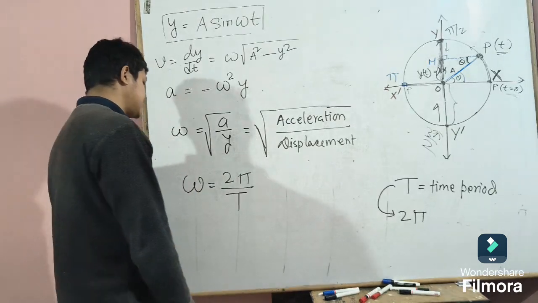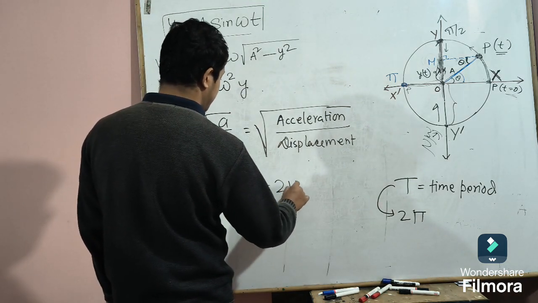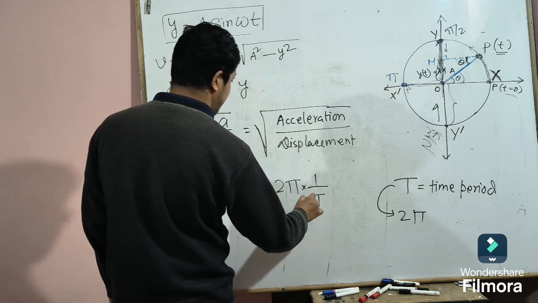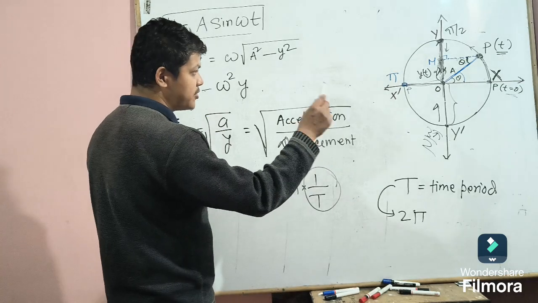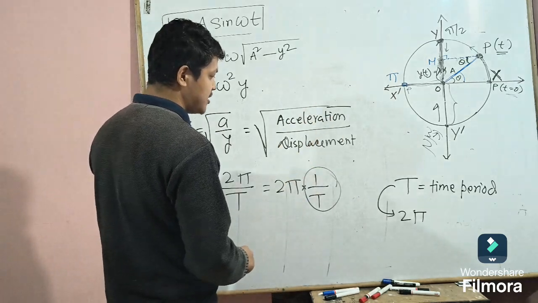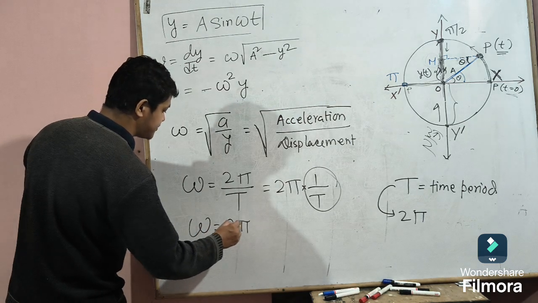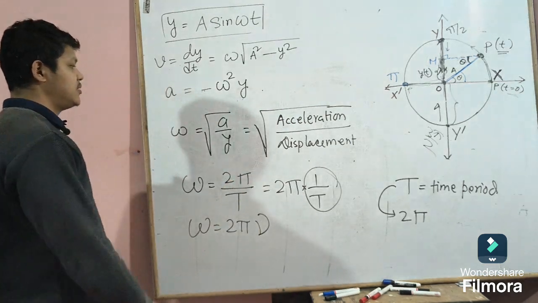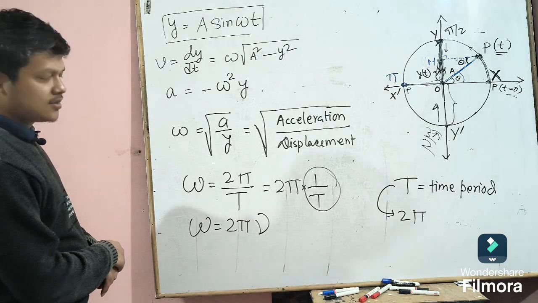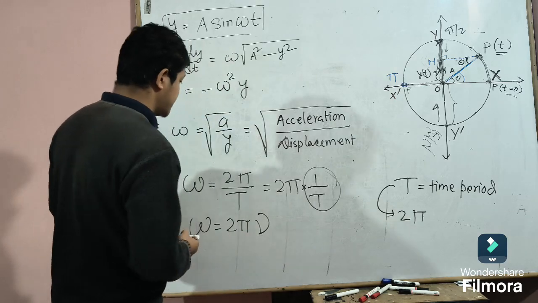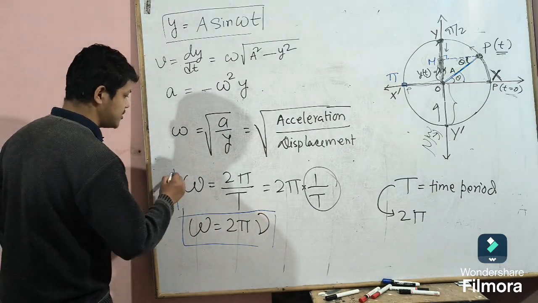And we also know one more thing, that 2 pi into 1 by T, and 1 by T is nothing but the frequency, that is the number of complete oscillations in 1 second. Okay, so omega is equal to 2 pi nu, right? Now you see here, these are very important relations, so you should remember this.